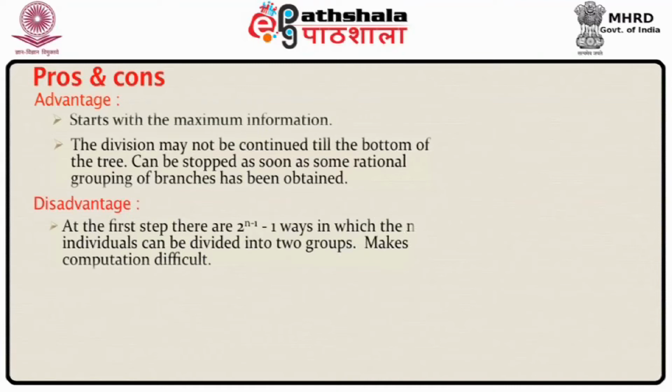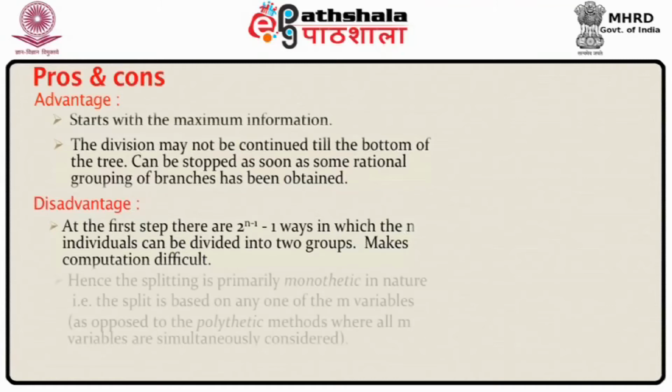One disadvantage of this method is that even at the first step, there are 2 to the power of n minus 1 ways in which the n individuals can be divided into 2 groups. So you can see that even if n is equal to 5, which means 2 to the power of 4, which is 16, minus 1, there are 15 ways in which the 5 individuals can be divided into 2 groups. This makes computation very difficult, particularly as n becomes larger and larger. So this is the major disadvantage.